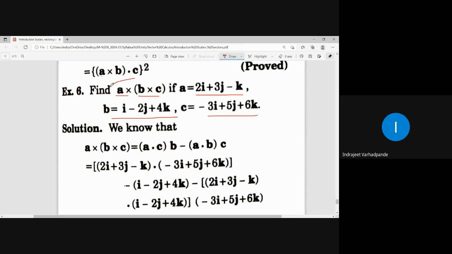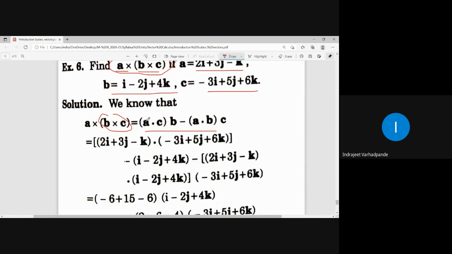What have I been asked? A bar cross b bar cross c bar means this is a vector triple product. Either you can go with the definition, or you can evaluate this particular product of two vectors by the determinant and then multiply it with the second, or use the expansion formula. What does the expansion formula say? Expansion formula says take a dot c then multiply with b, take a dot b multiply by c.